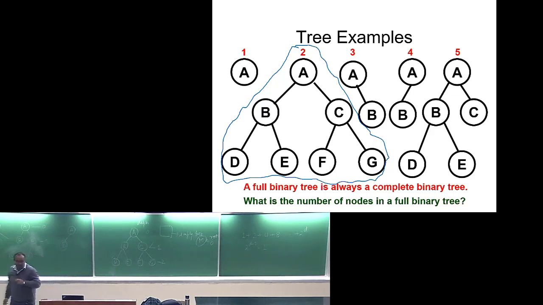What is the depth here? 2, right? 2 to the power 3 is 8, minus 1 is 7. 1, 2, 3, 4, 5, 6, and 7. Got it? Right? Cool.